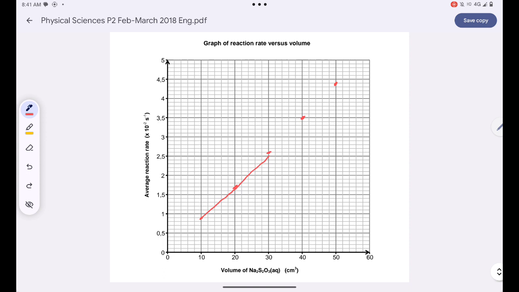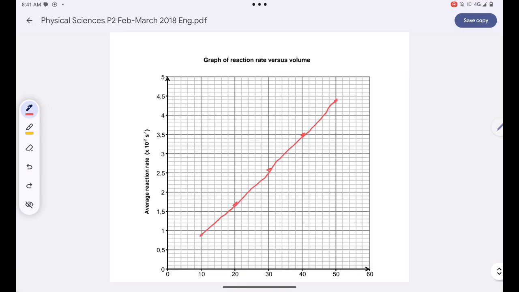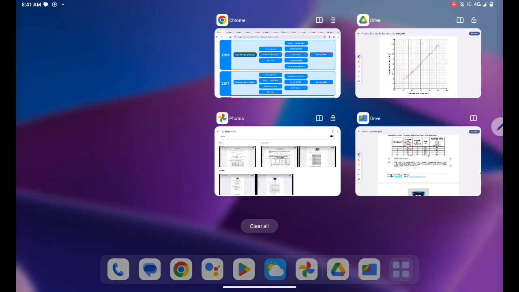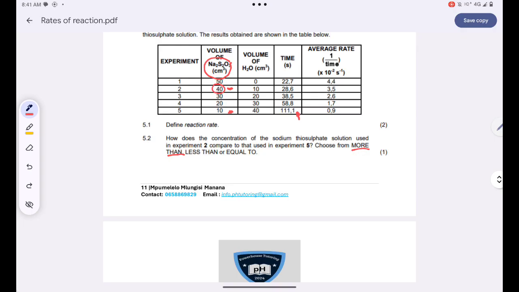So this will be our graph over there. Right? This line should touch at least 3 points. So that will be the graph of average rate versus the volume of sodium thiosulfate.